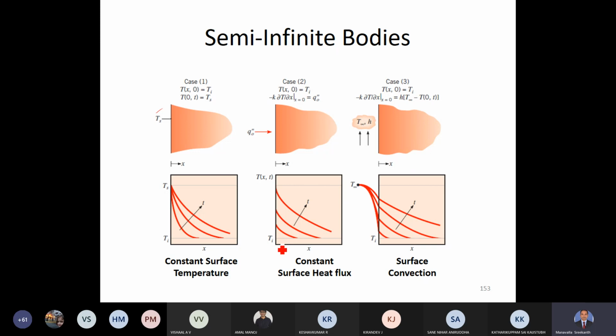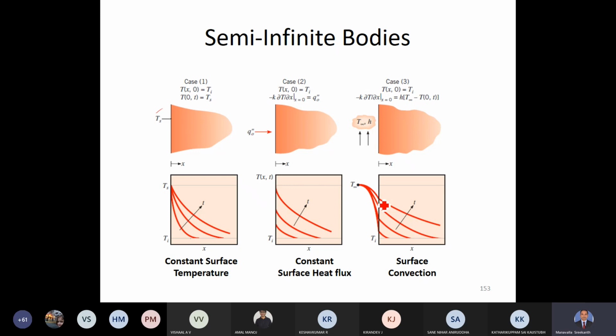You can see here at this face, the temperature is not constant. It actually keeps changing with time. Whereas here, the temperature remains constant because we are maintaining the temperature constant on this surface by some method. So this temperature remains constant, but in the interiors, the temperature keeps changing. In this case, we are maintaining a constant heat flux, not constant temperature, because of which the temperature is changing even at the surface and of course in the interiors.